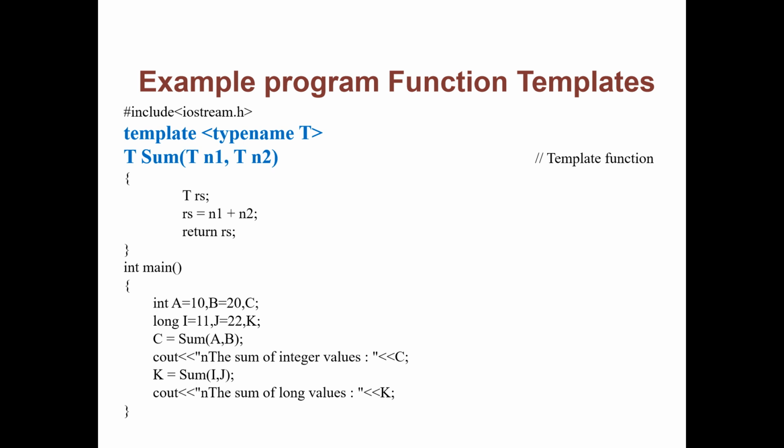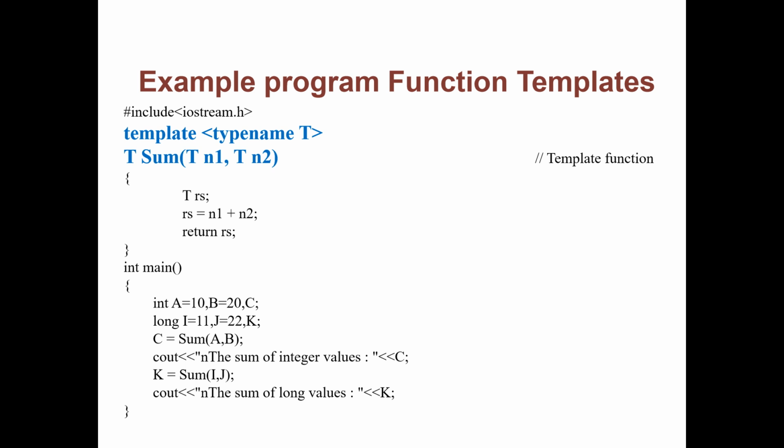So we can discuss one example. In this example, we have given the template typename and the template name is T. The program defines the function template named sum that takes two parameters, n1 and n2. The function adds n1 and n2 together and returns the result. The main function has two integer variables a and b declared with values 10 and 20.